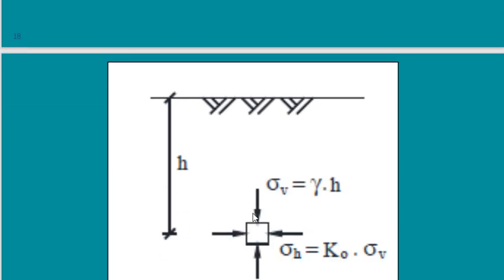Suppose you have this block of soil at a depth of h below ground. We all know what the vertical stress on this block is: gamma h. This is h, this is gamma, so gamma h is the vertical stress. What is the horizontal stress? Is there a horizontal stress? This is the first question. Is there a horizontal stress coming from the vertical stress? Yes.